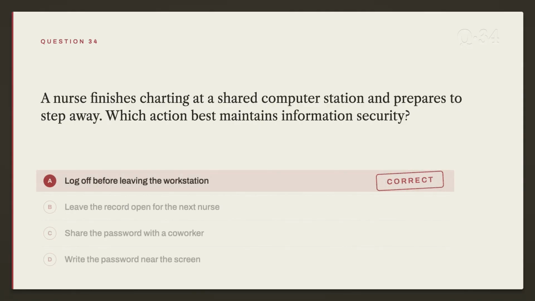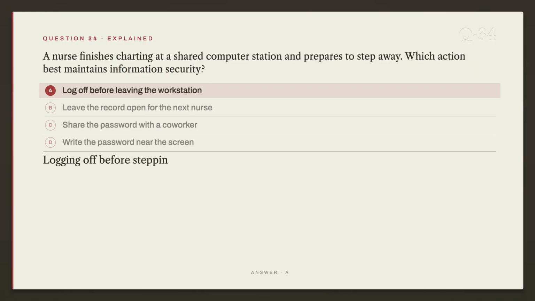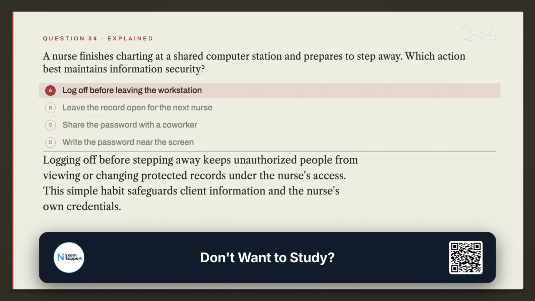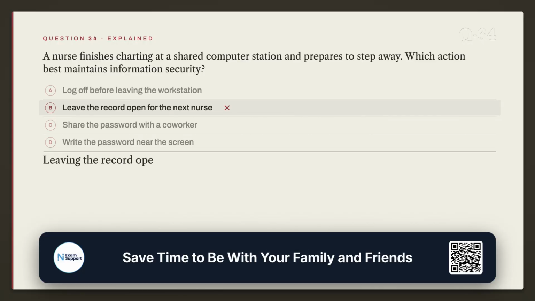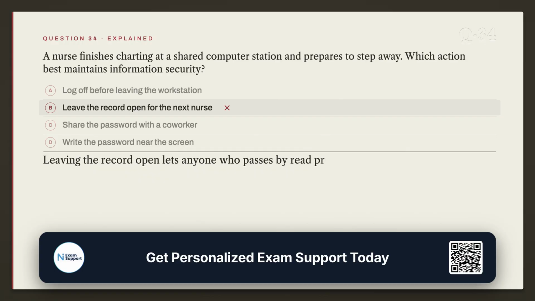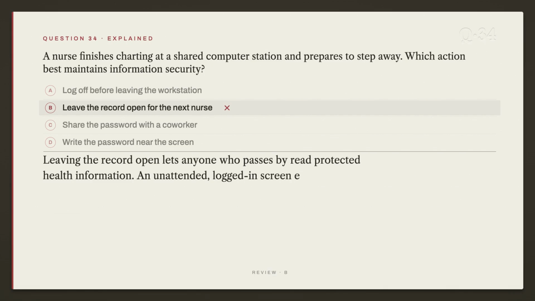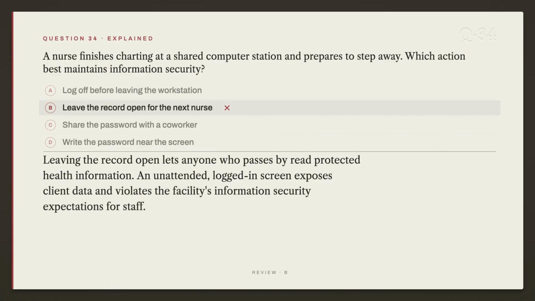The correct answer is A. Log off before leaving the workstation. A is correct because logging off before stepping away keeps unauthorized people from viewing or changing protected records under the nurse's access. This simple habit safeguards client information and the nurse's own credentials. B is wrong because leaving the record open lets anyone who passes by read protected health information. An unattended, logged-in screen exposes client data and violates the facility's information security expectations for staff.